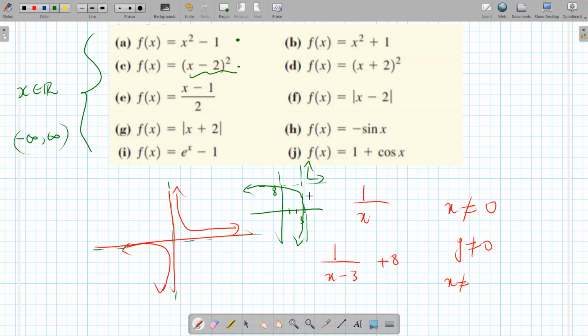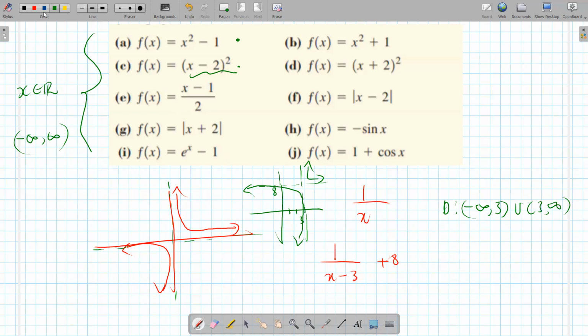Okay, so the domain, you'd have to use union here. The domain would be negative infinity to 3 exclusive, union 3 to positive infinity. It cannot be 3. If x is 3, then you get a 0 in the denominator. Very similar, right?